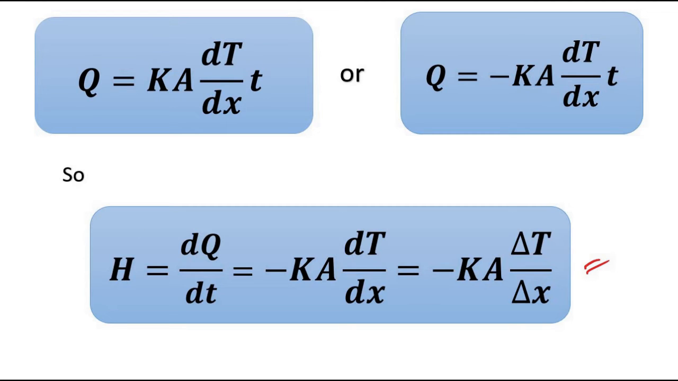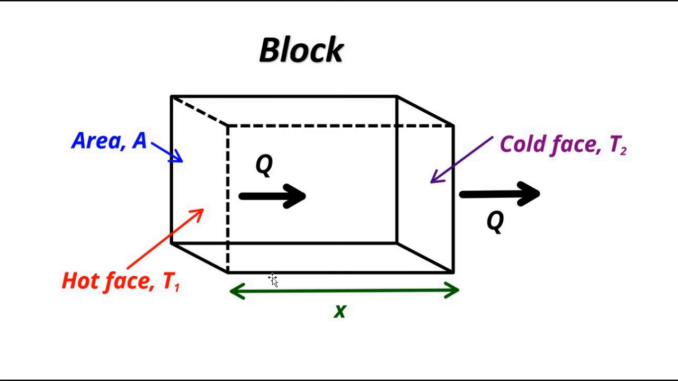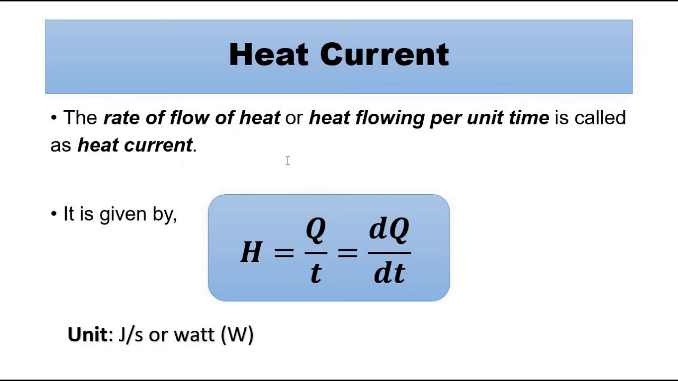So always remember the negative sign. It only indicates that as we are moving from the hot side to the cold side, the temperature is dropping, it is decreasing. That is only the meaning of the negative sign. So that is heat current.